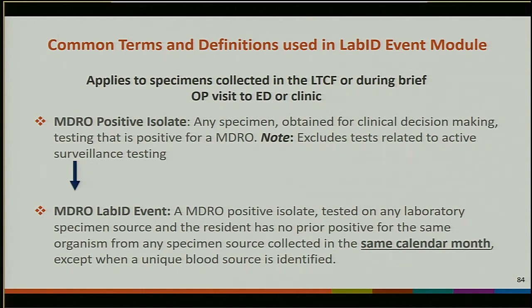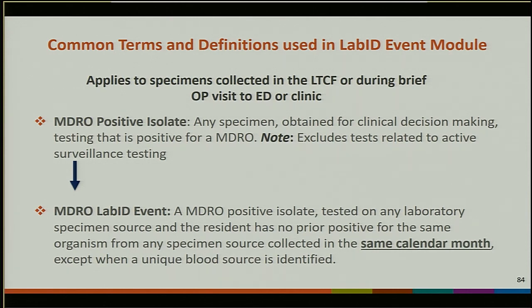Here are some common terms and definitions specific to the MDRO event reporting. We have our MDRO positive isolate, which is any specimen obtained for clinical decision-making testing positive for an MDRO. This does exclude tests related to active surveillance testing. So if you have an active surveillance program, you do not report those positives, okay? This is only for clinical decision-making.